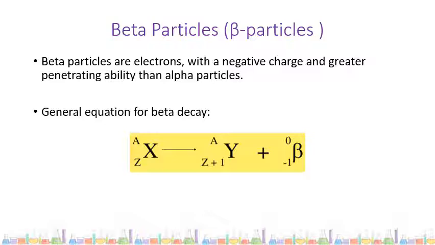Beta particles, to sum them up, are electrons with a negative charge. They're faster moving and have a greater penetrating ability than alpha particles. And here is a general equation for beta decay.